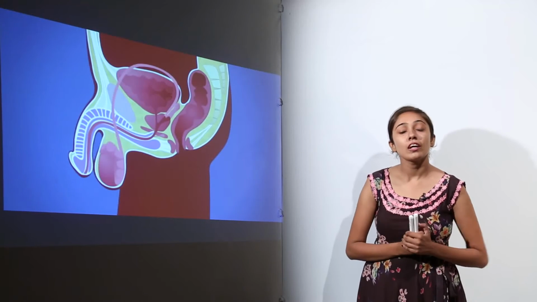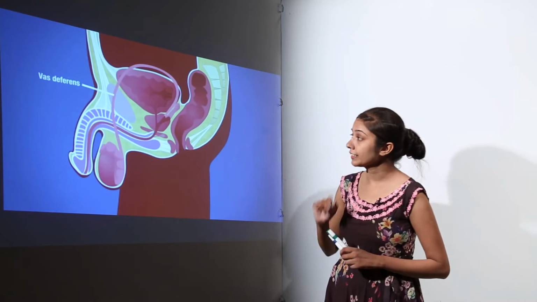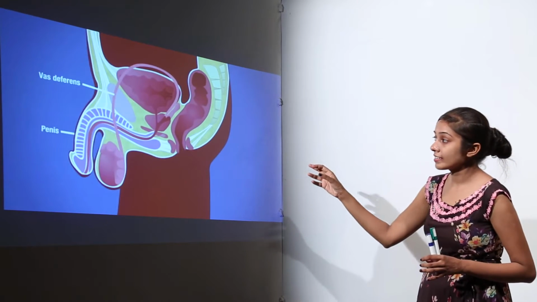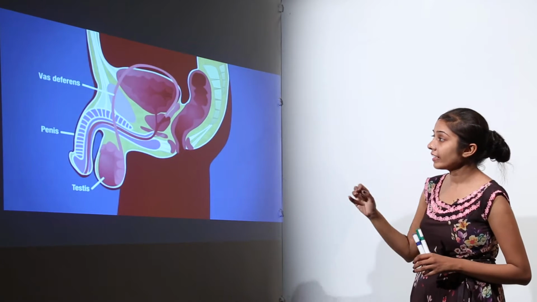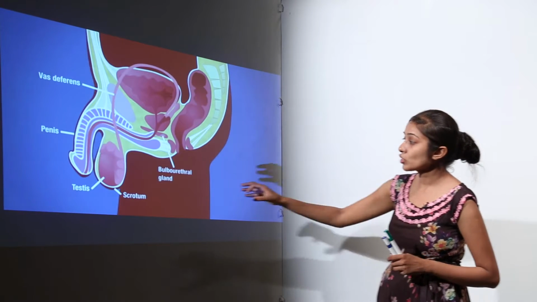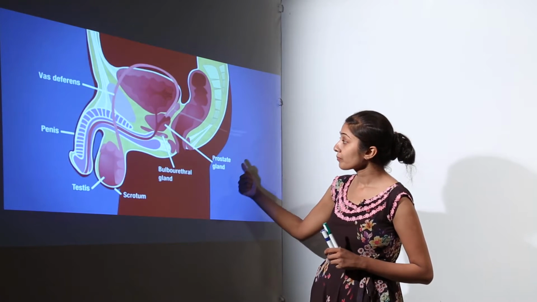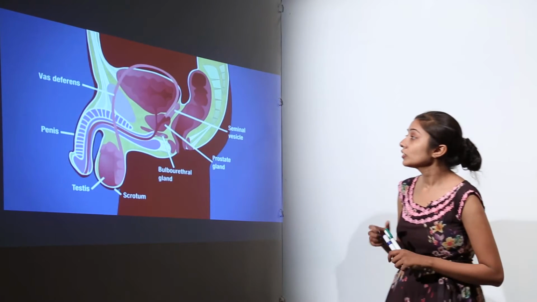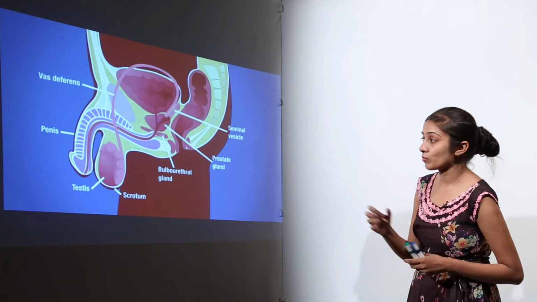Now let's see what we have done so far. We'll also see the accessory glands. First of all, just look at the system. There is vas deferens, penis, testis, and then here we have the scrotum, bulbourethral gland, prostate gland and seminal vesicle. So let's begin with the testis first.